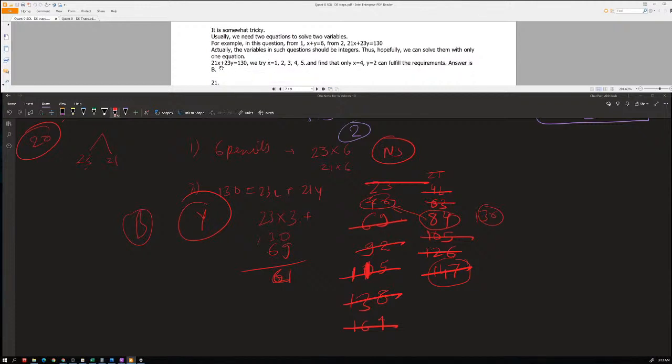Okay, so 21x plus y equal to 130. We try 1, 2, 3, 4, 5. We find that x equal to 4 and x equal to 2 will fulfill the requirements. The answer is B. Okay, that's how they did it. They just put random values. We did the same, but yeah, with some logic.